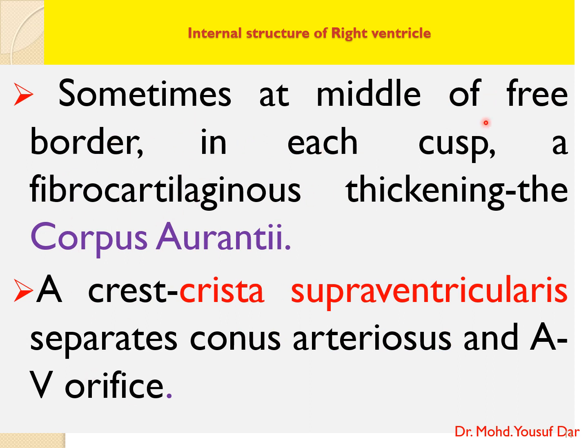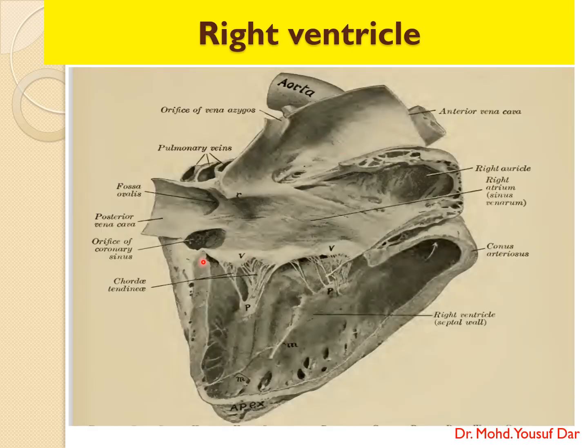Sometimes at the middle of the free border in each cusp there is a fibrocartilaginous thickening that is known as the corpus arantii. A ridge is also present which separates the conus arteriosus and the atrioventricular orifice, which is known as the crista supraventricularis. So this is the section of the right ventricle.